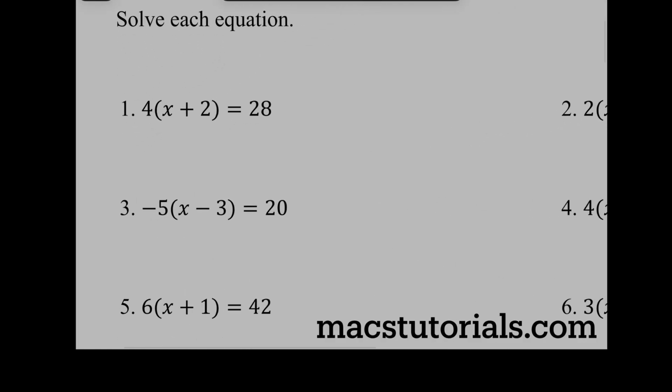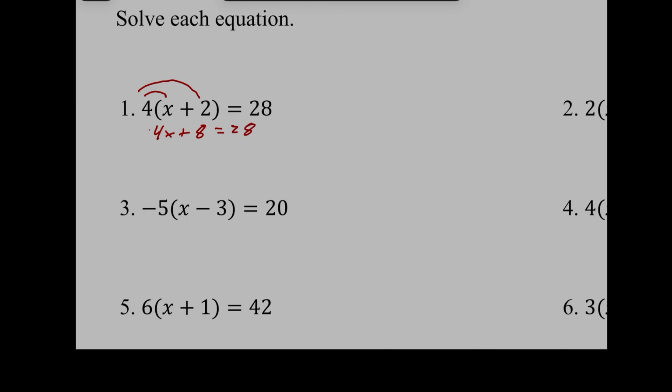So now on these, the way they work, when you have a number in front of a parenthesis, we use the distributive property, meaning you're going to multiply by both. 4 times x is 4x. 4 times 2 is 8, a positive 8. Okay, and that's going to equal 28. Now I want letters on one side, numbers on the other, so I'm just going to subtract my 8 from both sides. And I'm going to have a 4x equals 20, and then I'm just going to divide by 4.